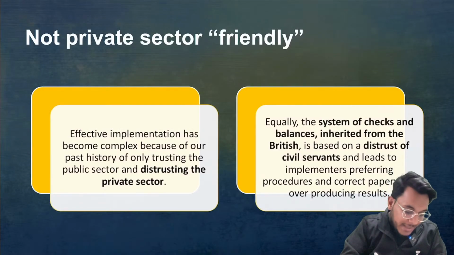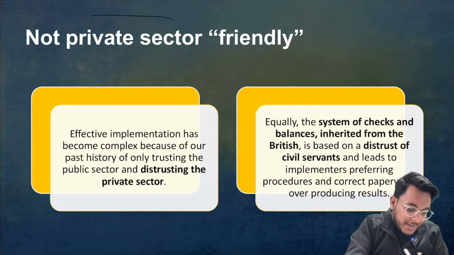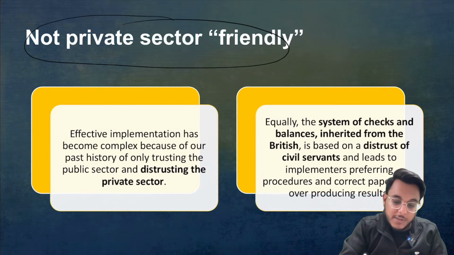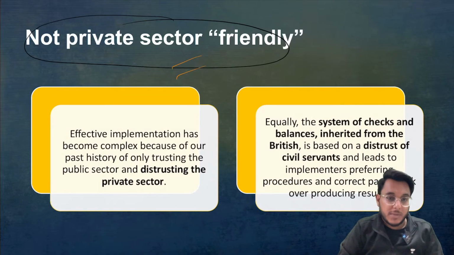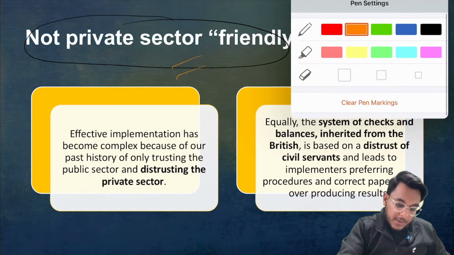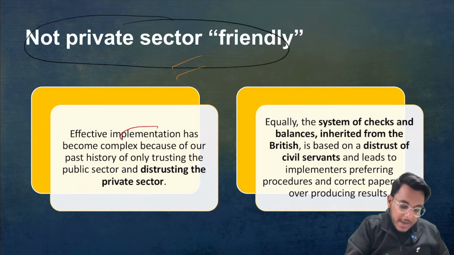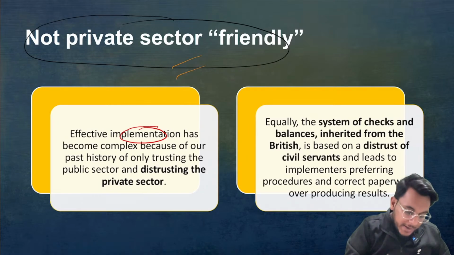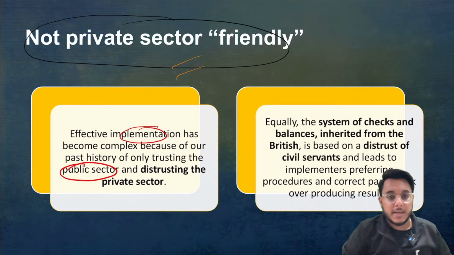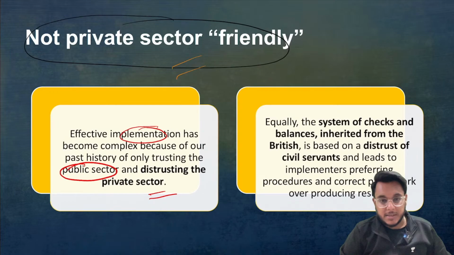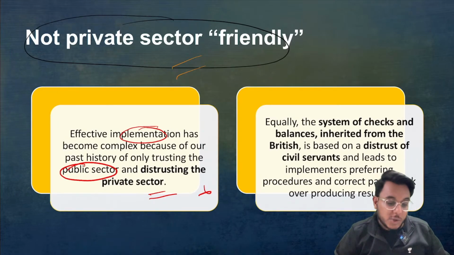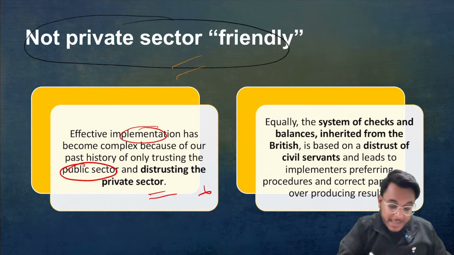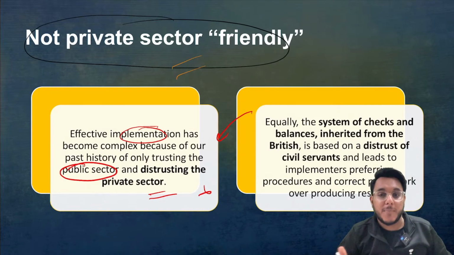In this capacity, guys, we find that often the officers who are in charge are not private sector friendly either. There is an attitudinal problem. Understand that effective implementation of all government schemes has become complex. Why? Because traditionally we only trusted the public sector and distrusted the private sector. But this attitude now has to be changed, because capitalism has to be used for bringing more rapid growth.